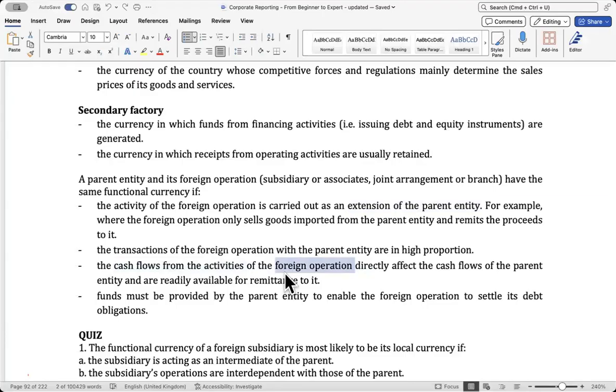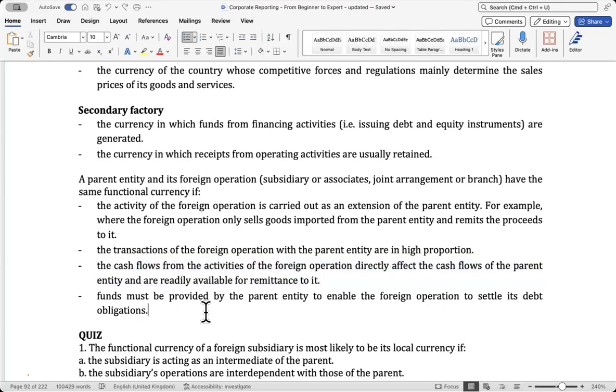So this is similar to the first one. If all the money that the foreign operation makes, it remits to the parent entity, that means their cash flows impact one another, and it's readily available for remittance to the parent. They have the same functional currency. That means they are impacted by the same economic environment, right? Another one is that if funds must be provided by the parent to enable the foreign operation to settle its debts, they have the same functional currency.